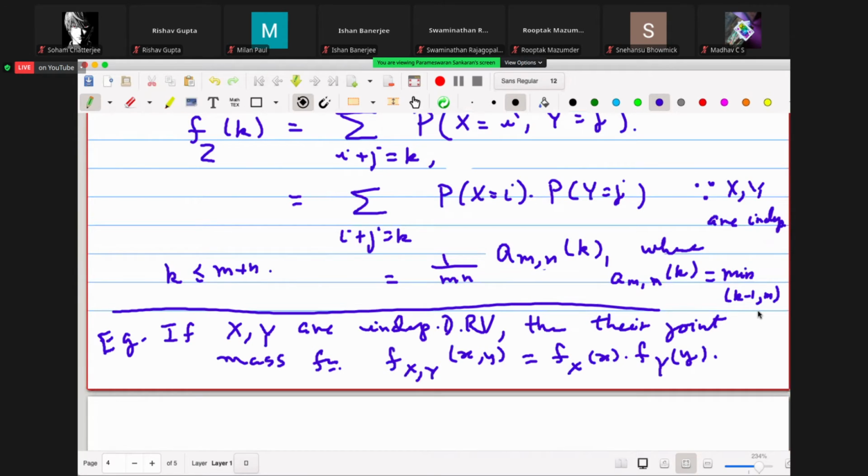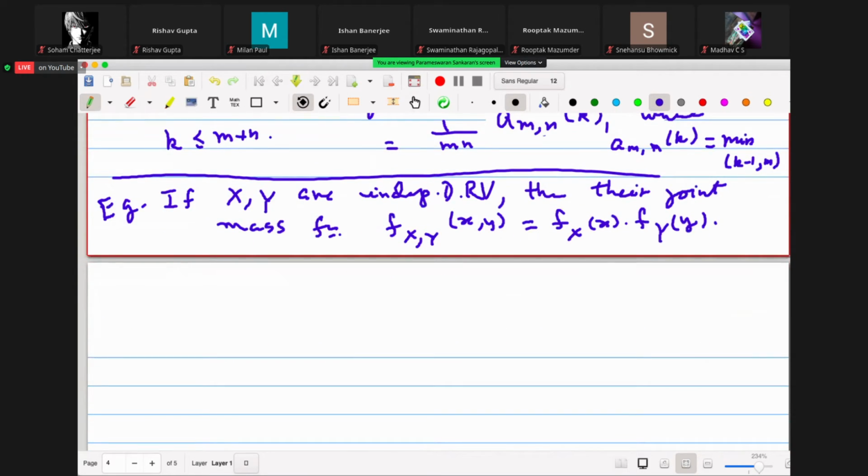So I go to the next page. Let us do some more problems. Sometimes this type of combinatorics very much enters into the picture.